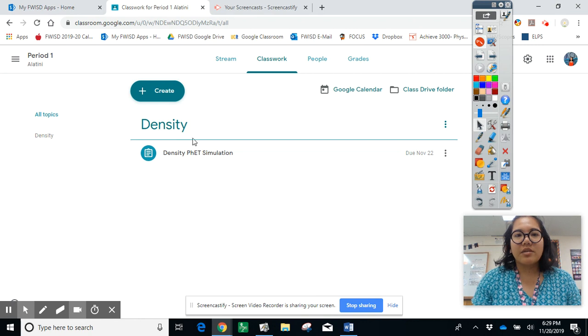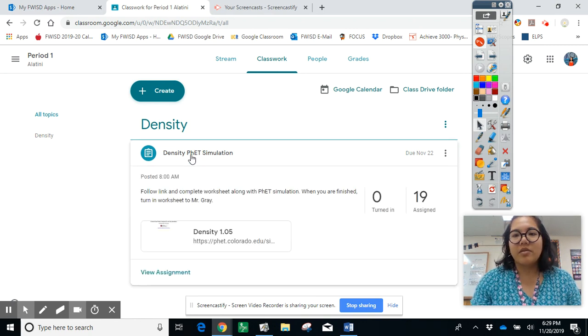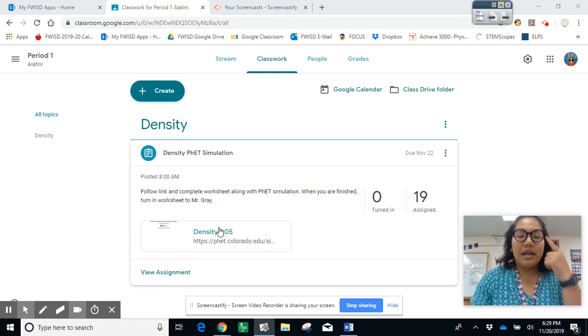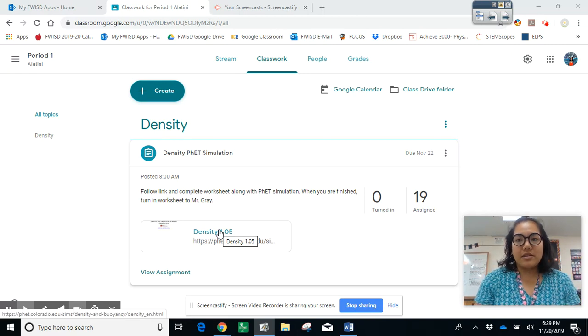And in classwork, you are going to see a topic that says density, and you are going to click below that. Once you click below it, there's going to be an activity right here. So you are going to see the activity, and you can press density 1.05.